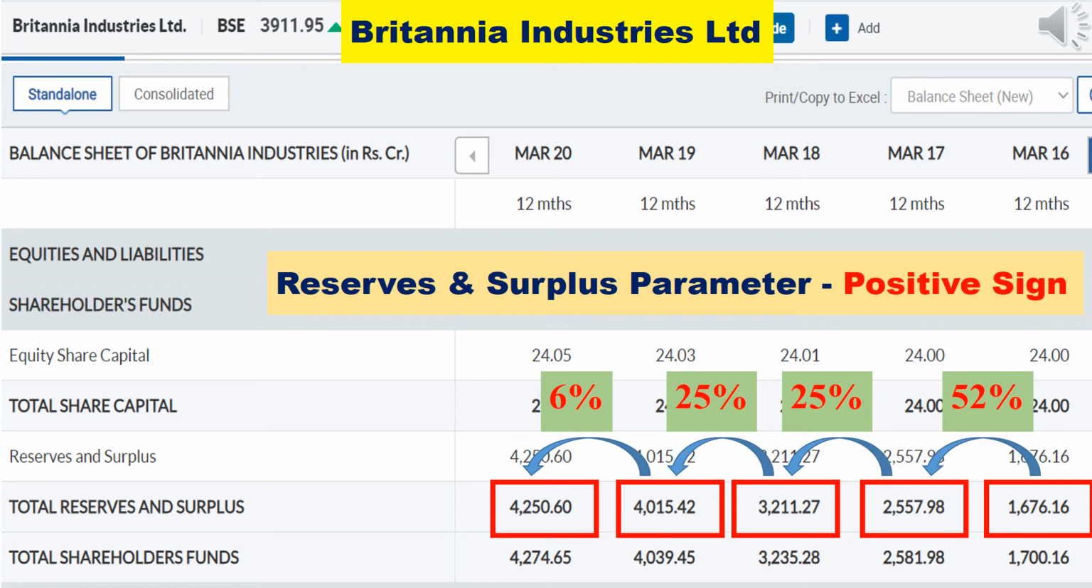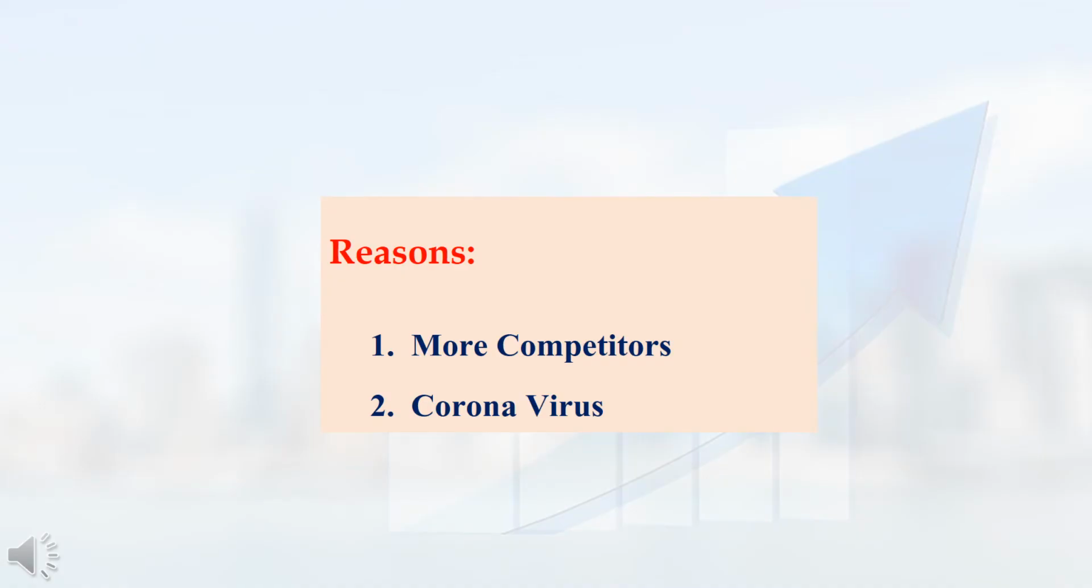In Britannia Industries Limited, there is nice growth in reserves and surplus every year. So, this is a positive sign for the reserves and surplus parameter. But in 2017 and 2018, reserves and surplus growth was very high. But in 2020, the growth reduced. Why the growth is very low in 2020: at present, there are so many competitors for Britannia in the market. One more common reason is coronavirus. But anyway, Britannia is one of the standard companies. So if they improve their strategy in future, then they can perform well again.